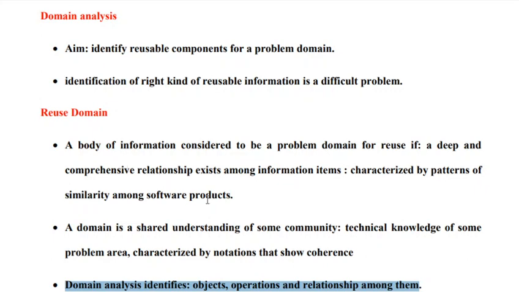So we can use a body of information for reuse. That means any aspect can be reused only if we can categorize that particular information into a particular domain. It's very important. Only if we have a deep and comprehensive relationship existing between different information items, based on certain similarity, can we reuse that particular body of information. That means you need to have a very good understanding of the body of information that can be potentially reused.